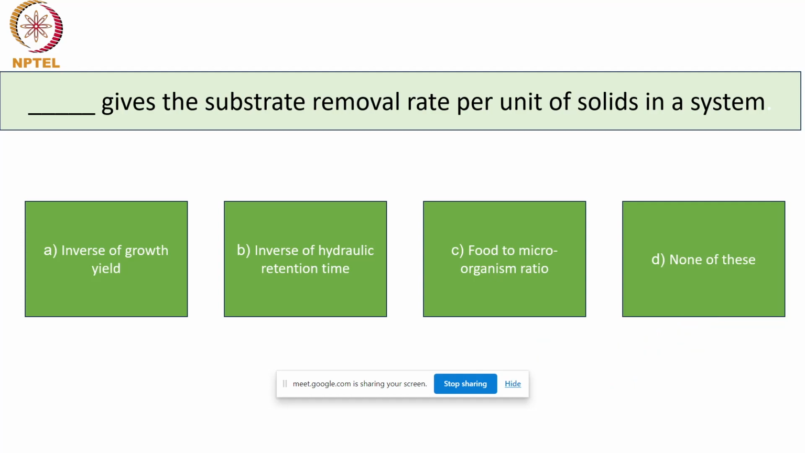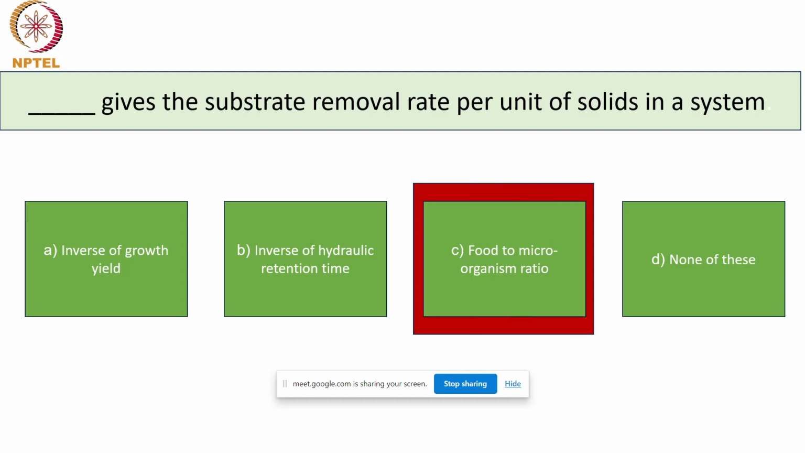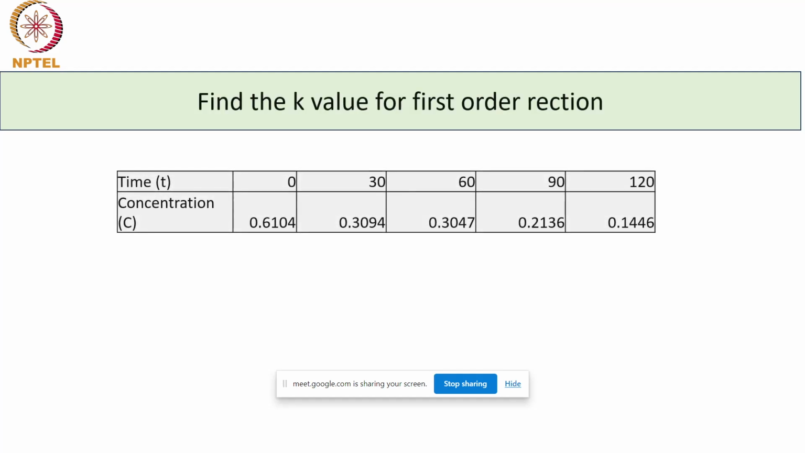Can you understand what I'm telling, Pooja? Yes, ma'am. I got it. The F by M ratio. Yeah, that's it. So your answer will be food to microorganism ratio.